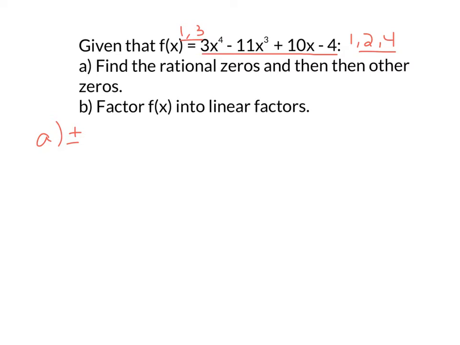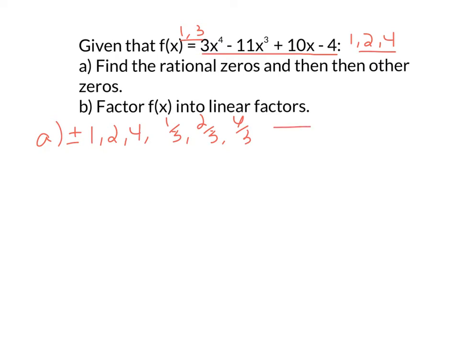So factors of 1, 2, and 4 over 1. So it'd be 1 over 1, 2 over 1, 4 over 1. Now I'm going to put them all over 3. 1 over 3, 2 over 3, and 4 over 3. All right, just like that. Now those are where my possibilities are coming from.